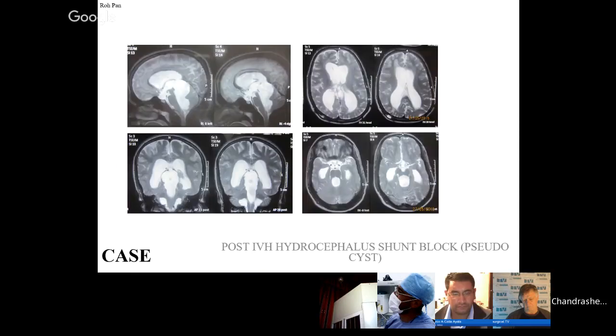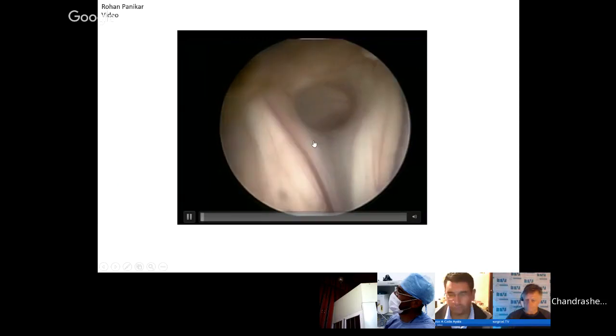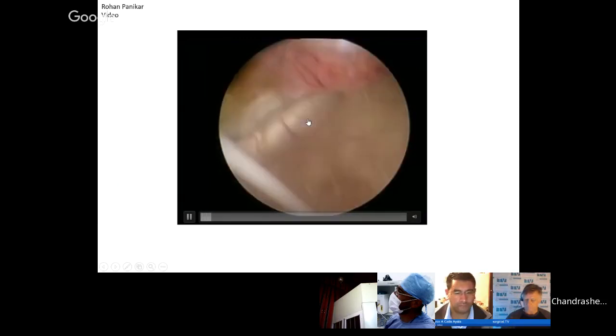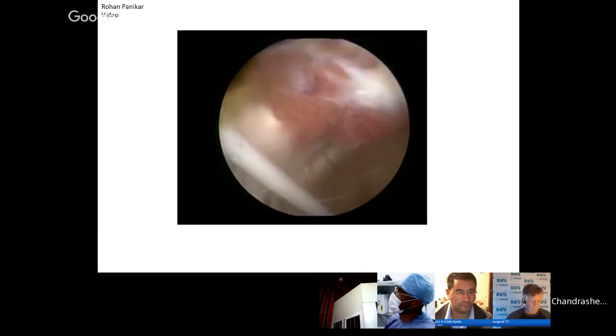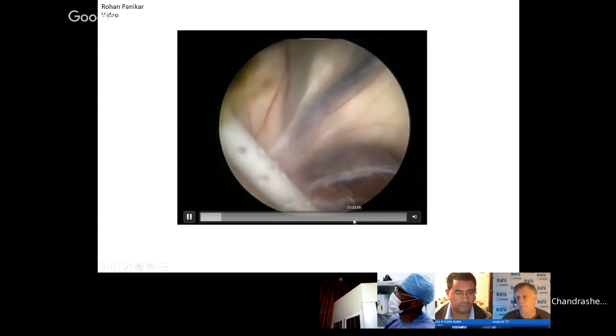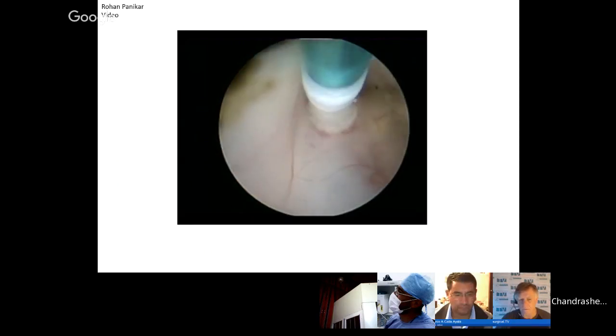Another patient presented with a large pseudocyst coming up to here, and this patient was shunted earlier. What we have tried to do here is an aqueductoplasty. Whenever there is a trapped fourth ventricle, we add aqueductoplasty to the third ventriculostomy. I think I'll just quickly show the aqueductoplasty. This is the third ventriculostomy first.